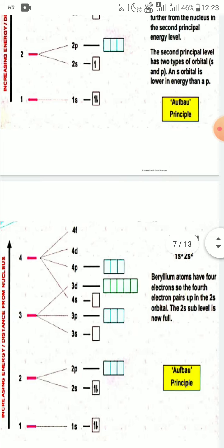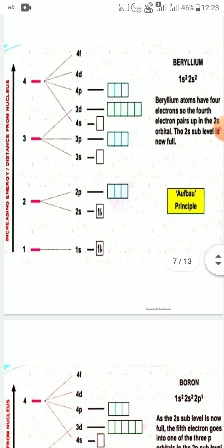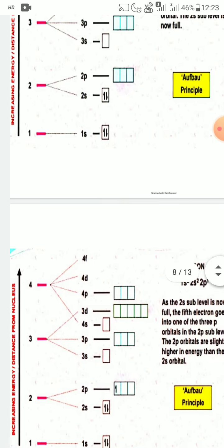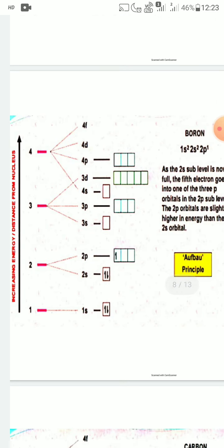Okay. And next, electronic configuration of beryllium. Beryllium has 4 electrons, so electronic configuration becomes 1s2 2s2. Similarly, electronic configuration of boron. Boron has atomic number 5. Total 5 electrons are there in boron atom.